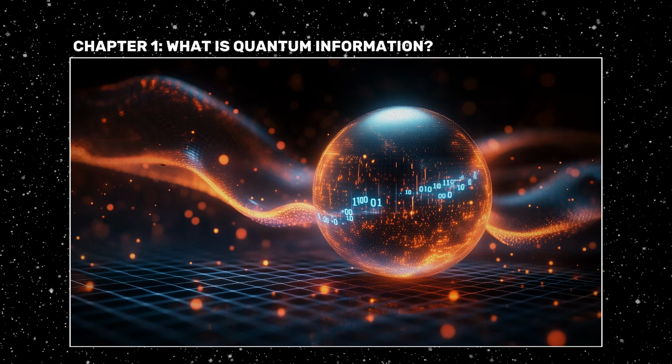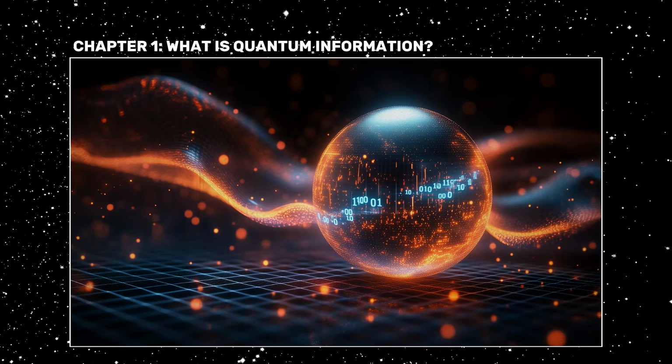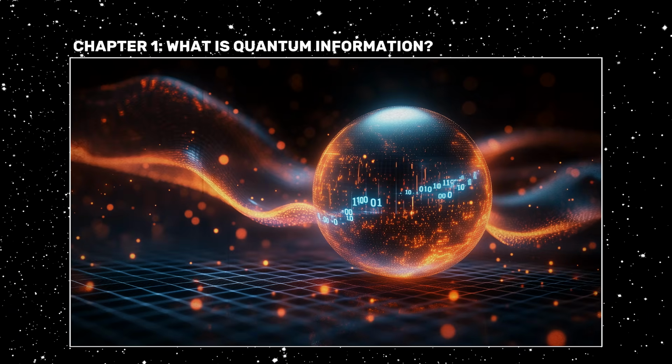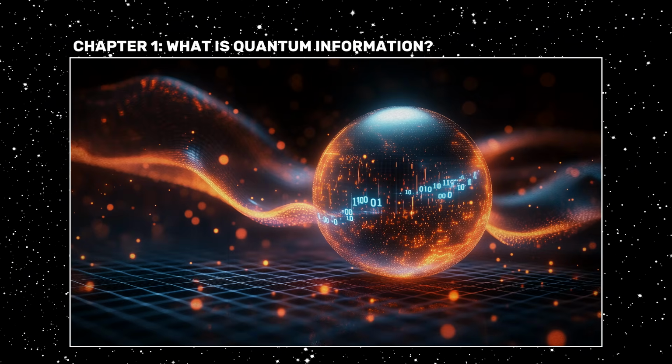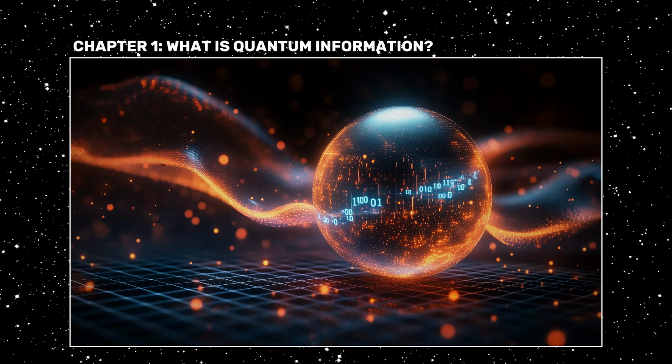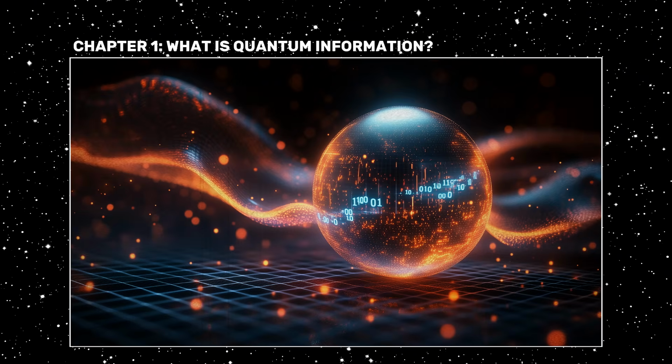Because measuring a quantum state irreversibly alters it, any third-party interception introduces detectable anomalies, immediately alerting the communicating parties to a security breach.